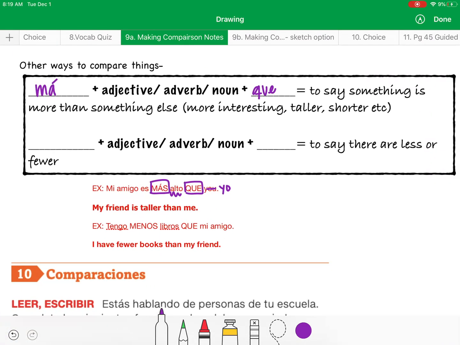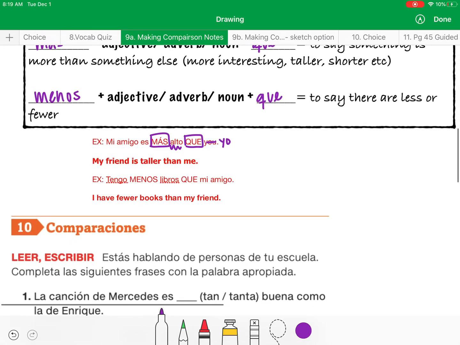All right. If we want to say something is less than or fewer, oops. Okay, we're going to say menos, your adjective, adverb, or noun, and then que. All right, so tengo menos, I have fewer, okay, whatever you're talking about, books, than my friend. Okay, que equals than.